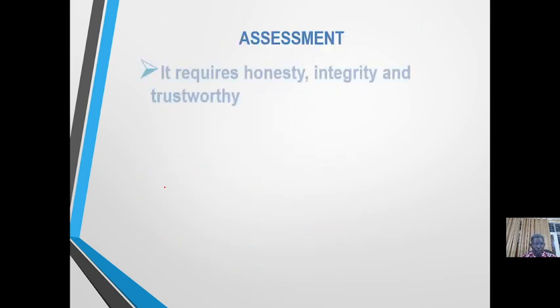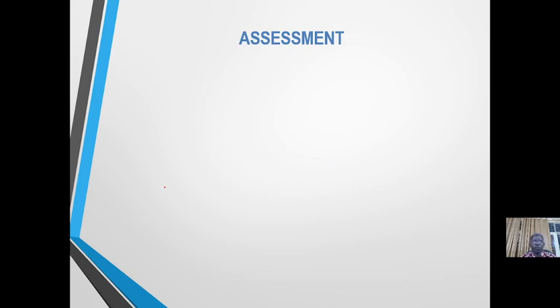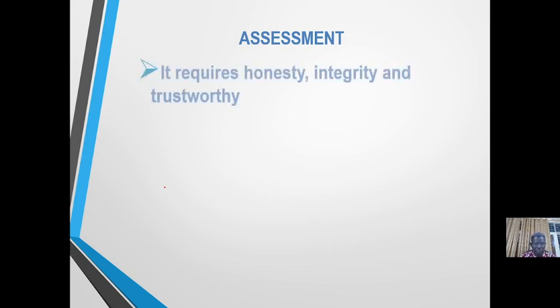Okay, let's see assessment. This is about measurement and evaluation of the teaching process, and of course it requires honesty, integrity, and trustworthiness. Sometimes you prepare the assessment tool, a test, a quiz, a short examination whatsoever. And because you are a friend to some of the students, you disclose your paper to some, and so when it comes to the judgment, you will not be fair because someone already knows what the questions are all about. You need to be fair. Honesty is very important, and integrity and trustworthiness are very important. In the assessment process, you need to exercise honesty, integrity, and trustworthiness.